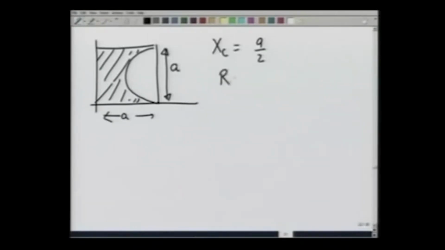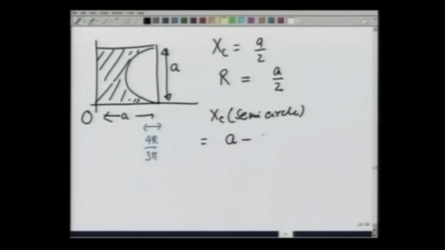The radius of the semicircle is equal to A divided by 2, and I know from the base, we already calculated this, the centroid is at a distance of 4r divided by 3 pi, and therefore XC with respect to this origin of the semicircle is going to be equal to A minus 4 over 3 pi times A by 2, which is A minus 2A by 3 pi. This is the XC of the semicircle. So now we are all set.